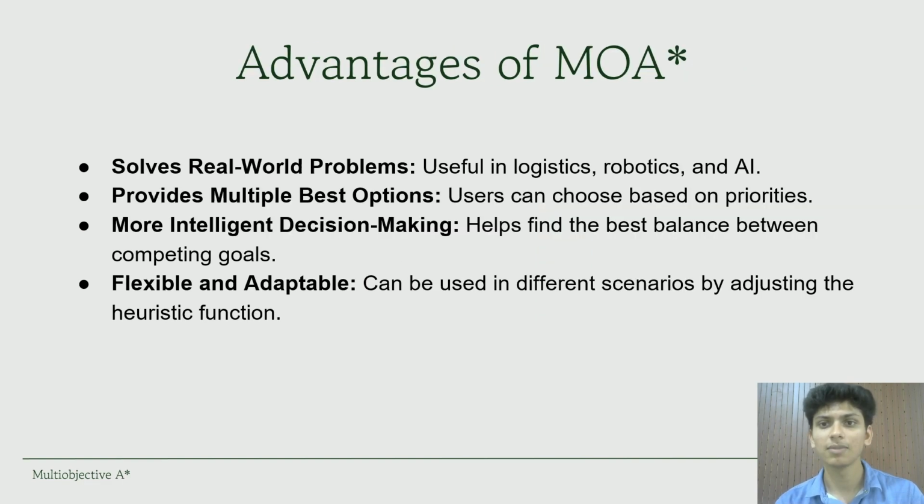Now, there are some advantages of MOA star. First, it solves real world problems useful in logistics, robotics, and AI. It provides multiple best solutions through which the user can choose based on their own priorities. More intelligent decision making helps find the best balance between competing goals, and it is also flexible and adaptable, so it can be used in different scenarios by simply adjusting the heuristic function.